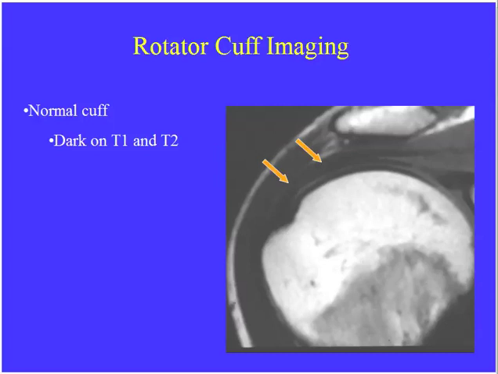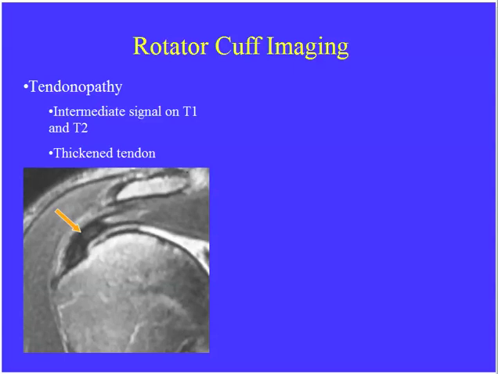And as the cuff comes across, we shouldn't see any intermediate or high signal within the cuff all the way down to the bone. So you want to be able to follow this black line all the way down to the bone, make sure it touches the bone without any high signal. Tendinopathy will appear as thickening of the tendon, and you'll see intermediate signal intensity. Instead of being totally black, this tendon should be completely black. We see this intermediate signal.